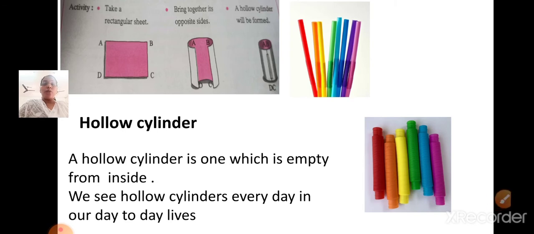Now let us see what is hollow cylinder. I had told you to take a rectangular sheet with you, keep it with yourself, and then name it as A, B, C, D, and then you are supposed to bring it together on both the sides. And if you stick the paper together from both the sides, you will get a hollow cylinder. Now what is a hollow cylinder? Hollow cylinder is one which is empty from inside. The examples are straw and tubes. We see hollow cylinders every day in our day-to-day lives.